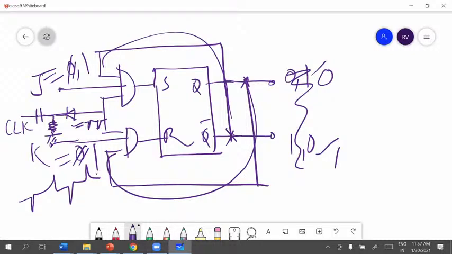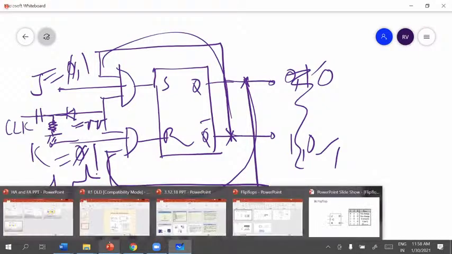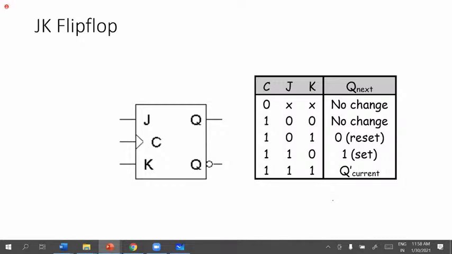So that is considered a race around condition, which can be eliminated by using a master slave JK flip-flop. In the design of synchronous or asynchronous counters, we are making use of this last condition. So just observe this JK condition.